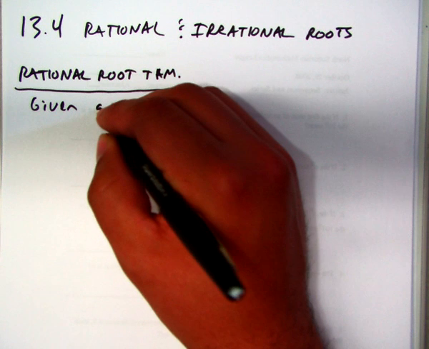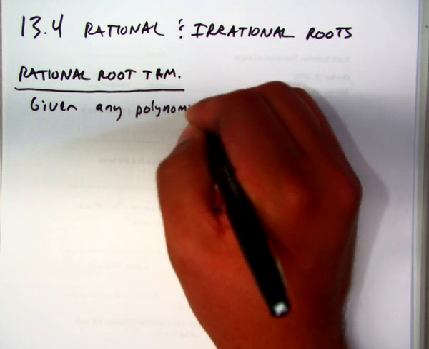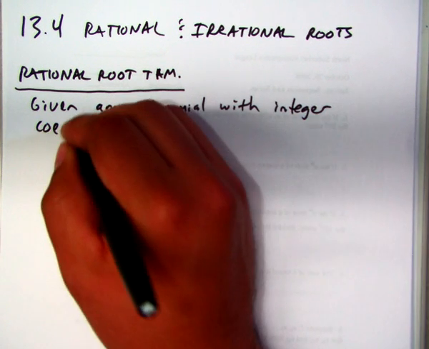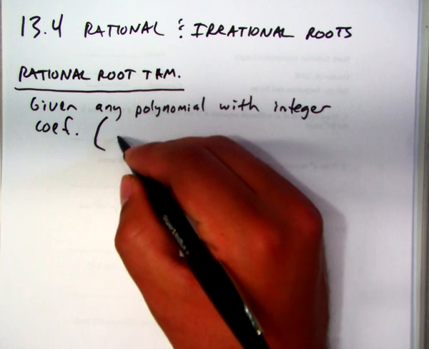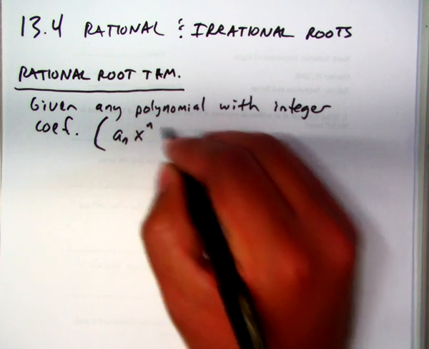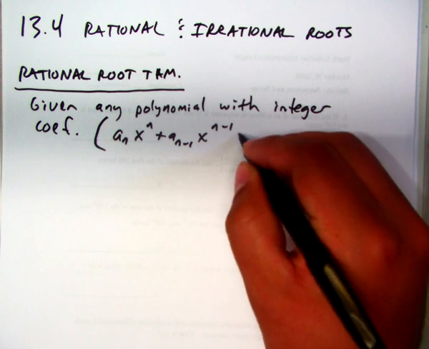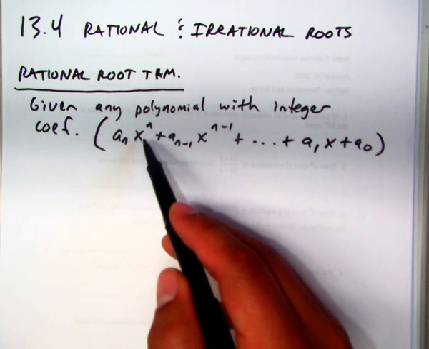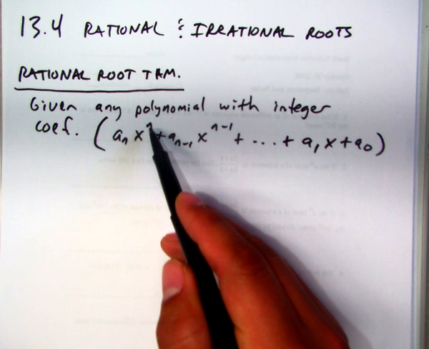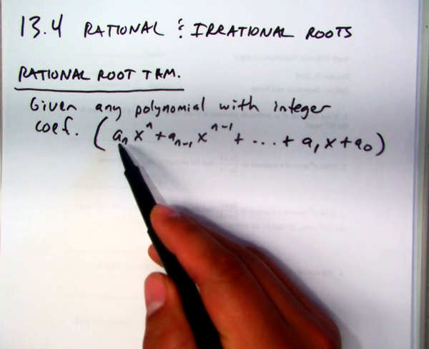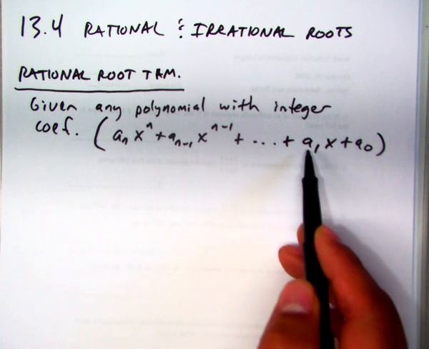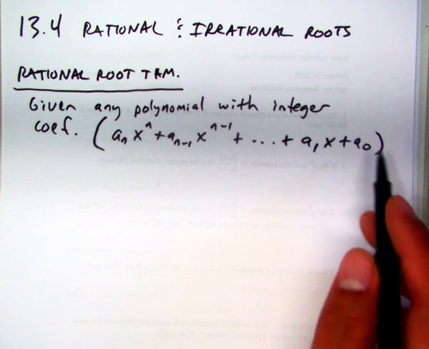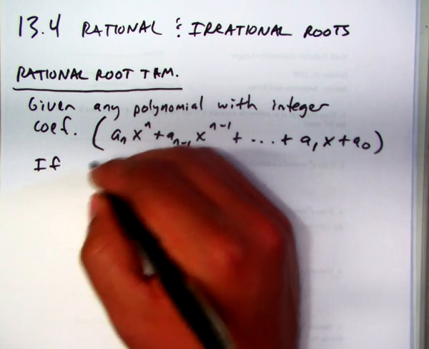Okay, so given any polynomial with integer coefficients, and what we mean by that is a sub n times x to the n plus a sub n minus 1 times x to the n minus 1, and so on, all the way down to a1x plus a naught. So, standard form, n is your highest exponent, that's the degree of the polynomial, and then all your a's are just coefficients. So a sub n minus 1, and all the other ones, a1, a sub 0, they're all integer coefficients.